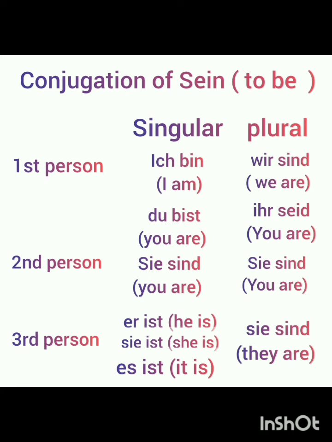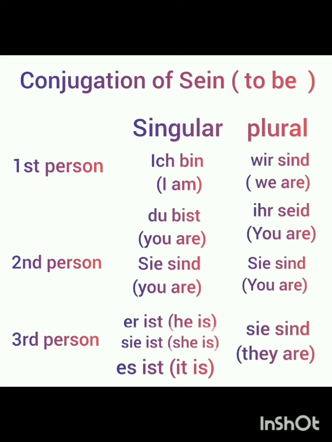First person singular is ich bin, which means I am. First person plural is wir sind, which means we are. Second person singular informal is du bist, which means you are. And formal is Sie sind, that also means you are.